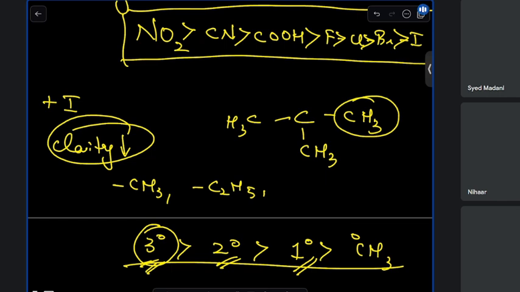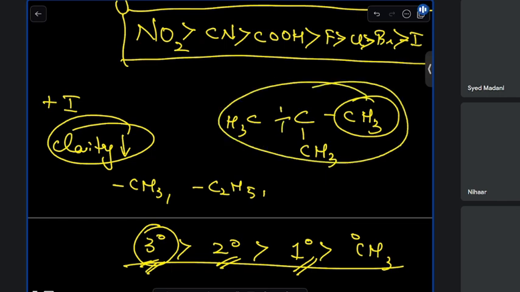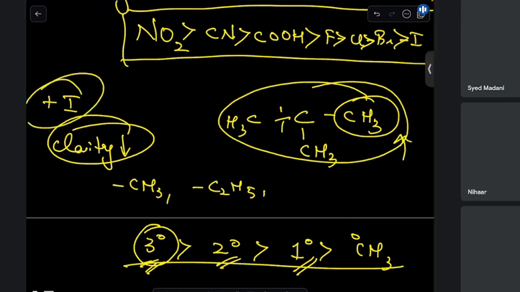Now, if the bond breaks here, don't you think more confusion is happening here? More confusion meaning less clarity. Less clarity meaning plus I effect is more. Therefore, 3, 2, 1.